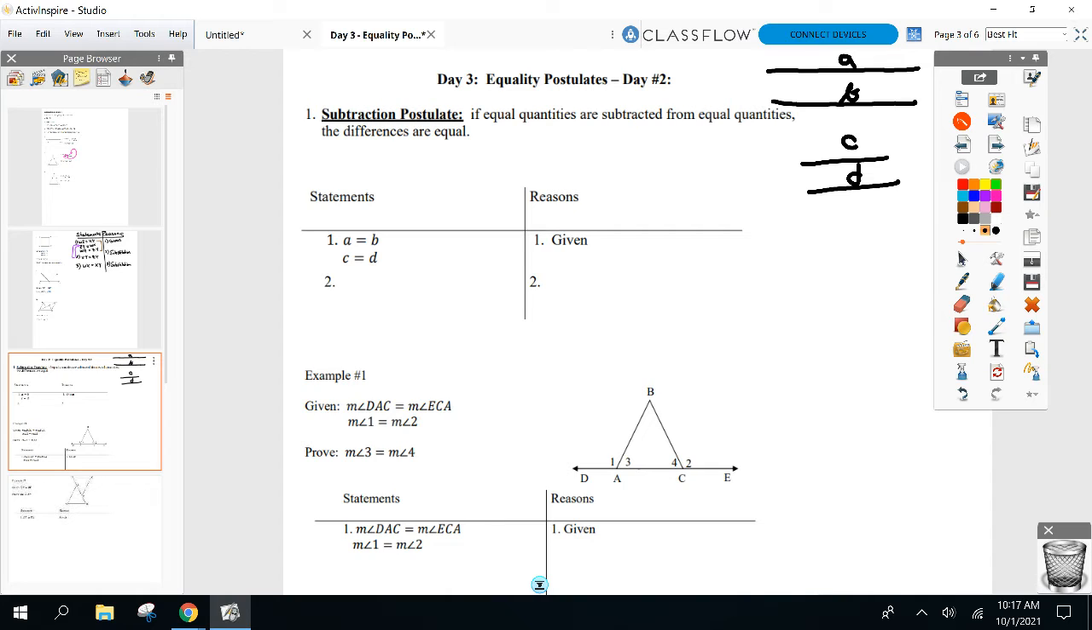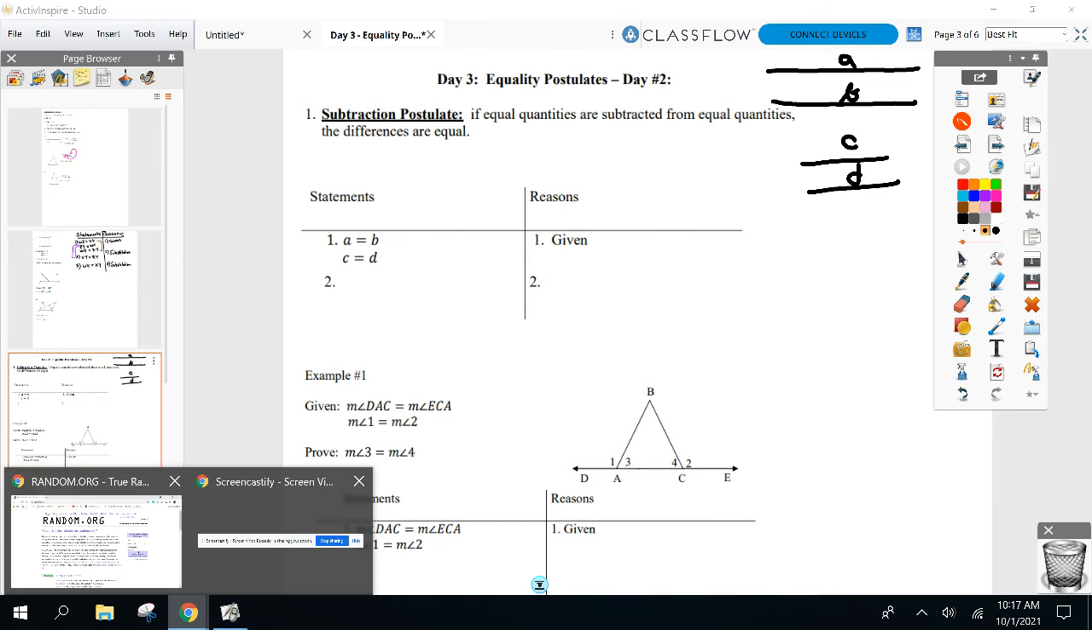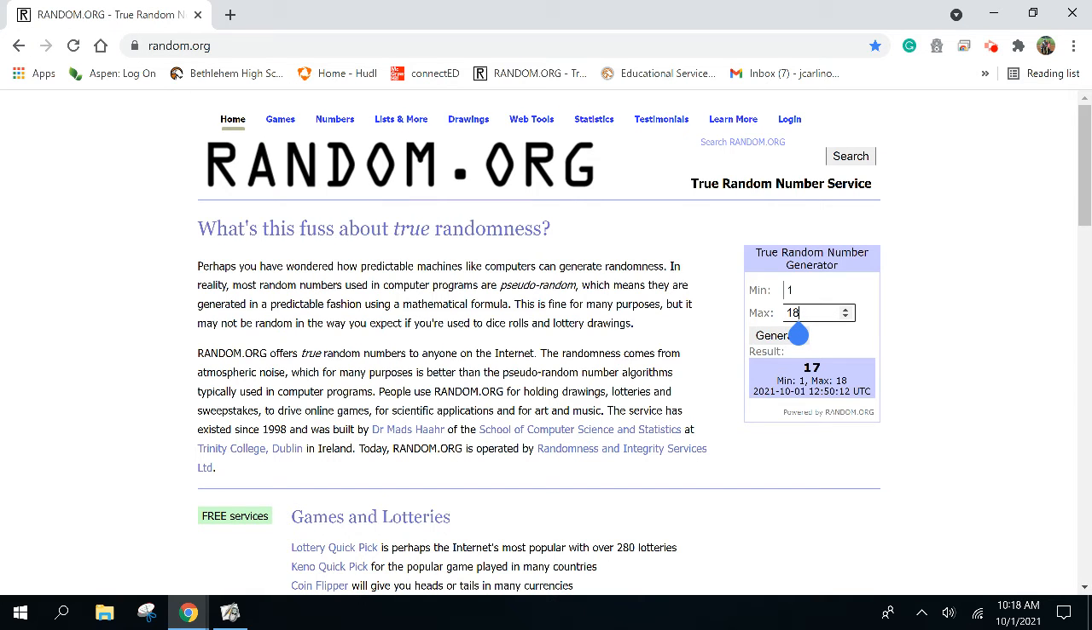Subtraction. Can you give me two pairs I can subtract? Give me a pair I can subtract that'll be equal to another pair. Figure out one pair I can subtract from each other that'll be equal to another pair. Okay, here we go. Change the number real quick.